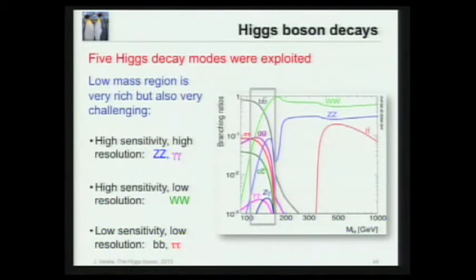One way to test the theory is to measure all these different possibilities of decay and see if they agree with this prediction. So what we did was to exploit five decay modes: the ZZ decay mode, the gamma-gamma, the WW, and these other two, bb and tau, that are indicated here. The two best ones are ZZ and gamma-gamma, because they have high sensitivity and high mass resolution. That means that I can compute the mass of the Higgs very precisely. Here I cannot, because the Ws decay with neutrinos, and neutrinos are not very well measured, and those others are complicated because of other reasons that I will not go through.